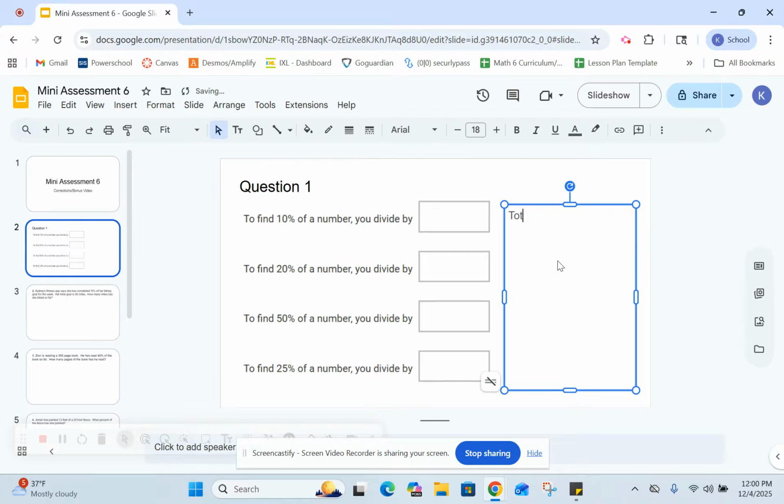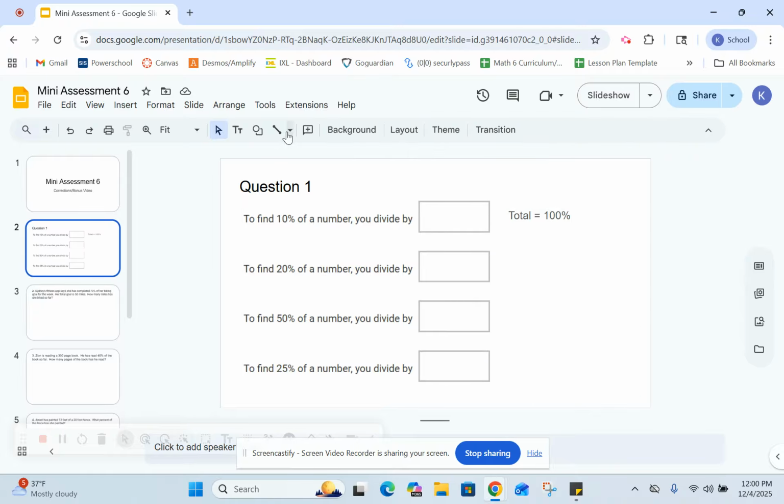We know that the total will always be 100%. So now we need to figure out, how would you go from the total down to these percentages? To find 10%, we need to think about how many 10% would make 100%. That's right, 10, so we would divide by 10, because to find 10%, we are making 10 groups, because 100 divided by 10 is 10.